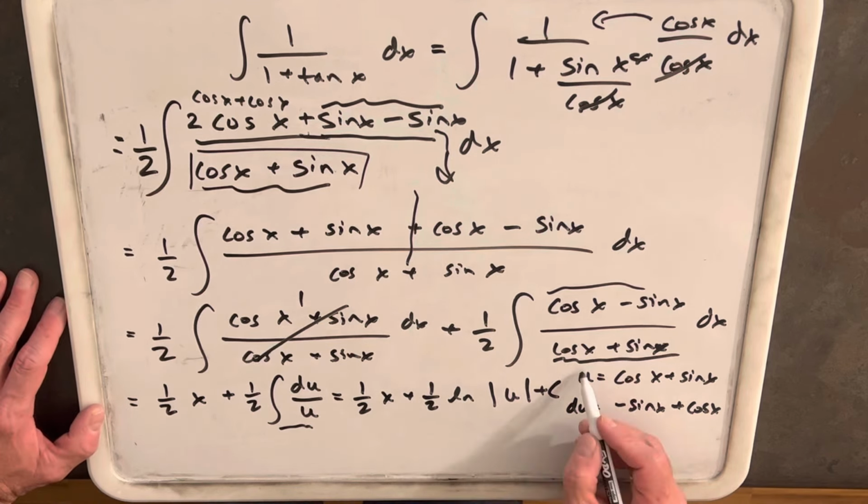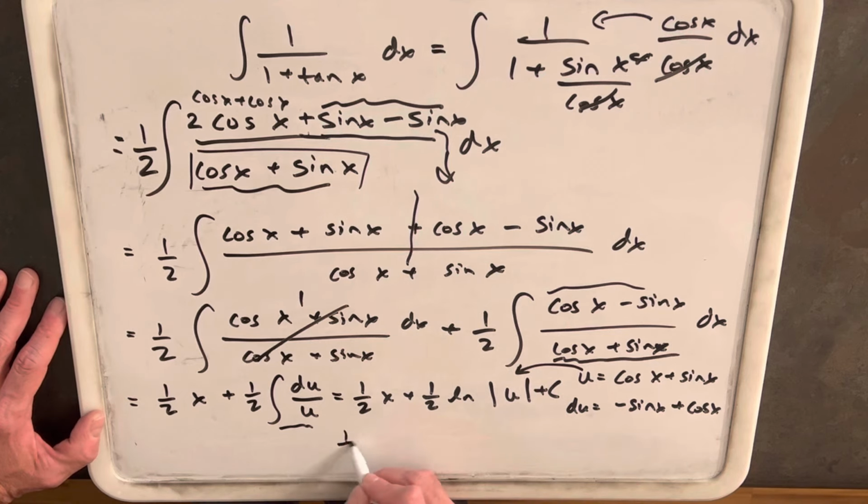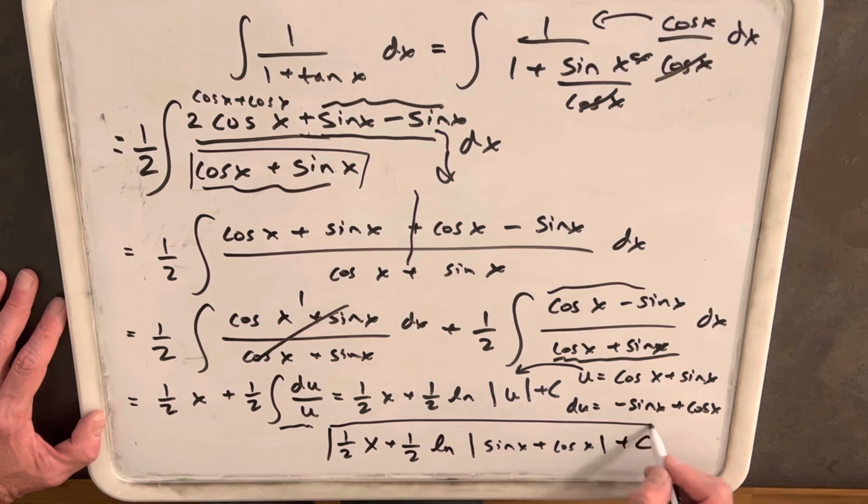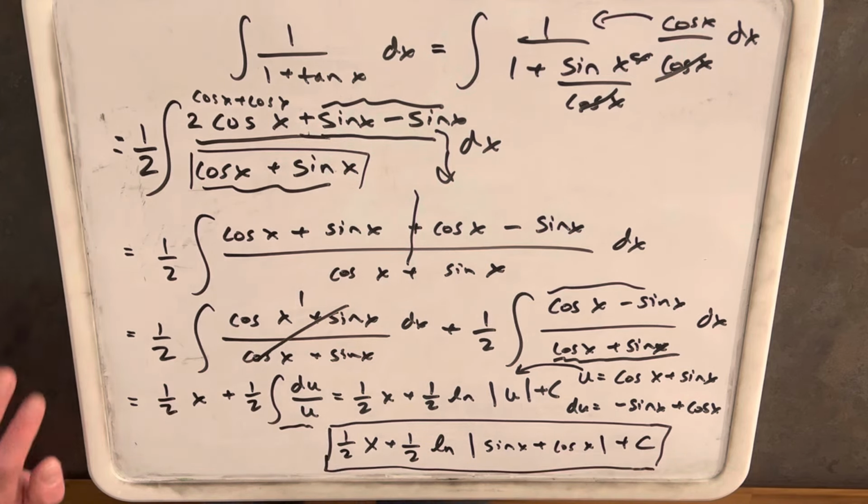But let's just substitute back in our value of u for our final answer, and we're going to have half x plus 1/2 ln absolute value sine x plus c. And that's the answer.